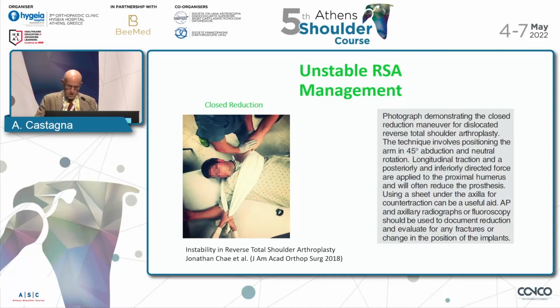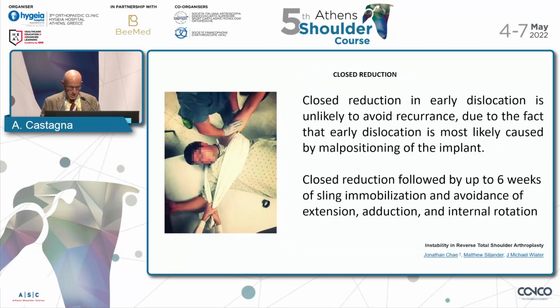And AP, anterior, posterior, and axillary radiographs, of course, to control if you really were successful. Closed reduction in early dislocation is unlikely to avoid recurrence because, of course, there are some other problems behind it. If you have an early dislocation, there is something wrong, like too much medialization or poor positioning of the implant, due to the fact that the dislocation is caused by this malpositioning.